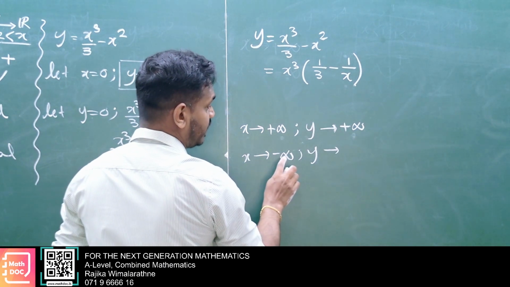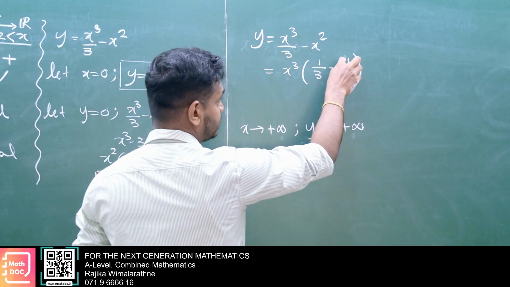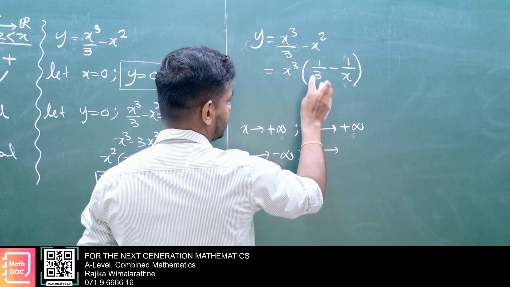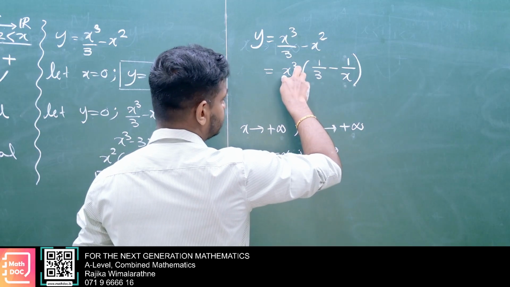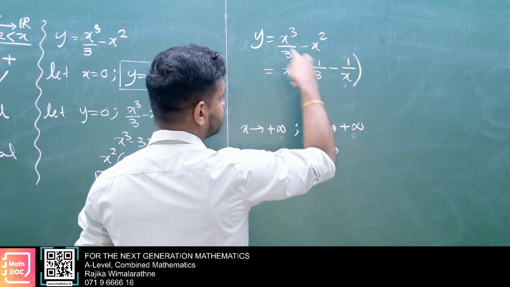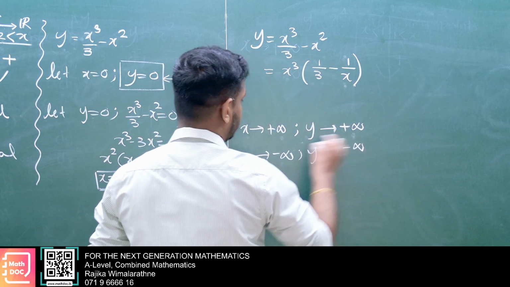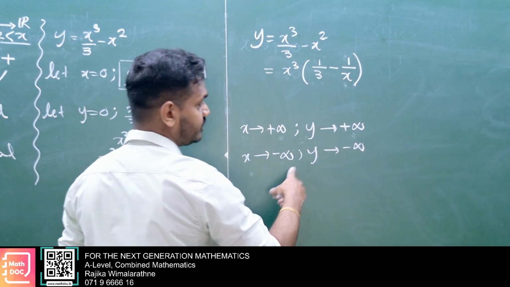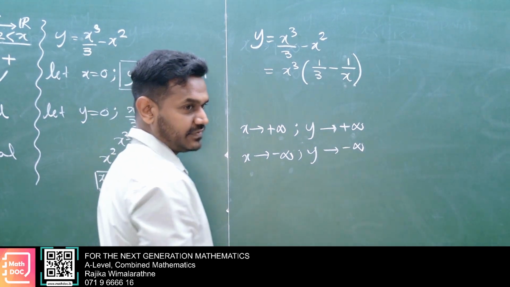Then as x goes to minus infinity, now you substitute minus infinity for x. 1 over minus infinity is 0. Here 1/3 remaining. Then minus infinity cube, answer minus infinity. Therefore, as x goes to plus infinity, y goes to plus infinity. As x goes to minus infinity, y goes to minus infinity.